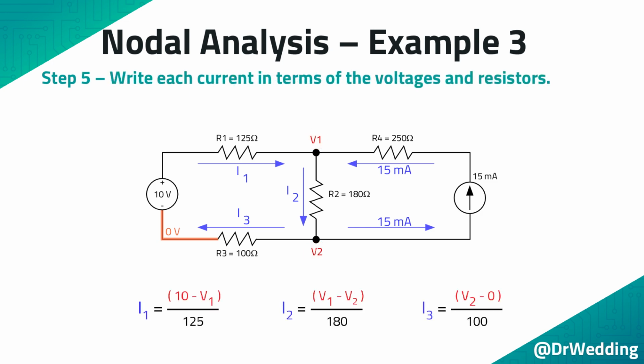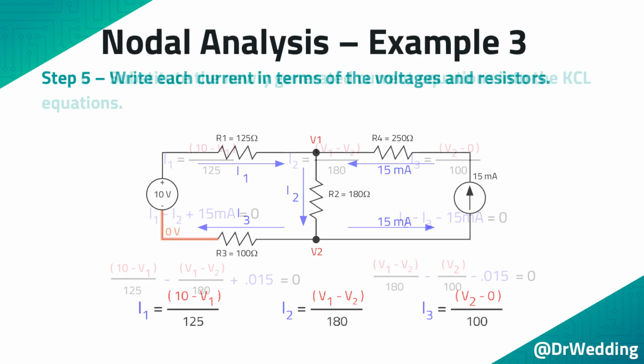Step 5. Write each current in terms of the voltages and resistors. The 3 current equations are shown below the circuit. As before, the equation is the starting voltage, which is the high voltage, minus the ending voltage, which is the low voltage, divided by the resistance between the 2 voltages.